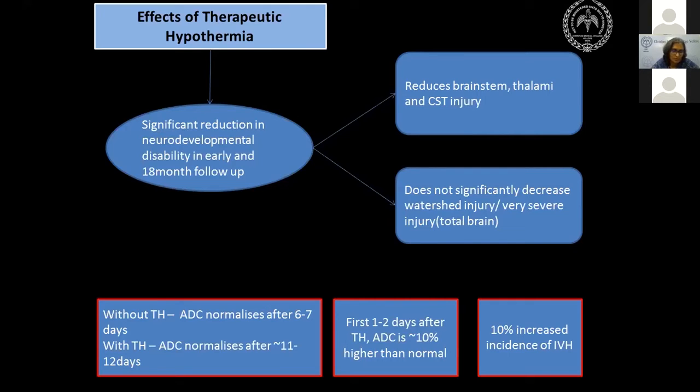What has been described is that without therapeutic hypothermia, the ADC values can normalize after about 6 to 7 days. However, with therapeutic hypothermia, ADC values normalize only after about 11 to 12 days. The other points are that in the first 1 to 2 days after therapeutic hypothermia, ADC values can be about 10% higher than normal. They've also found that there is a 10% increased incidence of intraventricular hemorrhage with therapeutic hypothermia.